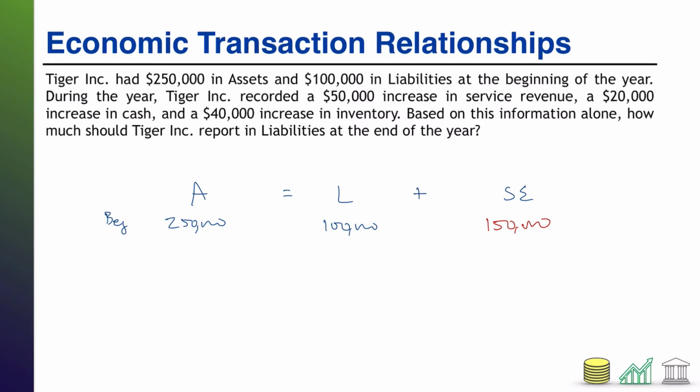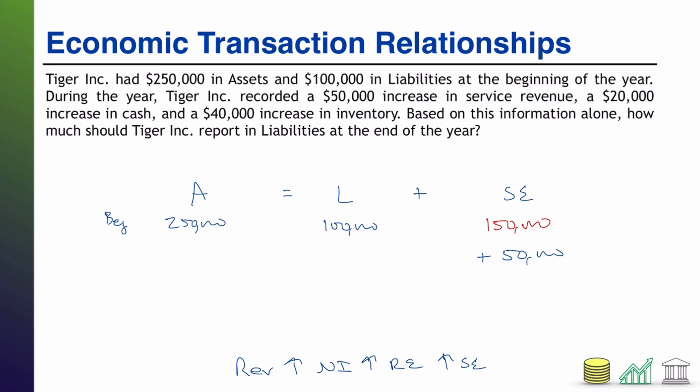All right, now let's look at the other information it gave us. During the year, Tiger recorded a $50,000 increase in service revenue. All right, so where does service revenue fit into things? Well, service revenue increases net income. Net income increases retained earnings, and retained earnings increases shareholders' equity. So that $50,000 increase in service revenue, that is a $50,000 added onto shareholders' equity.